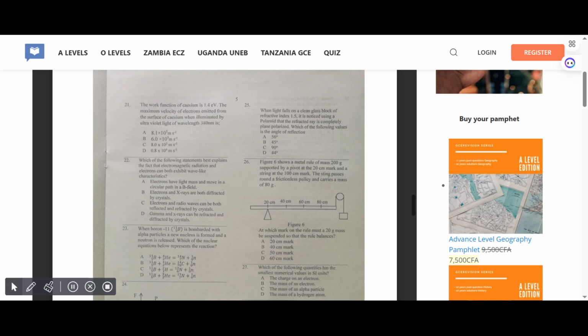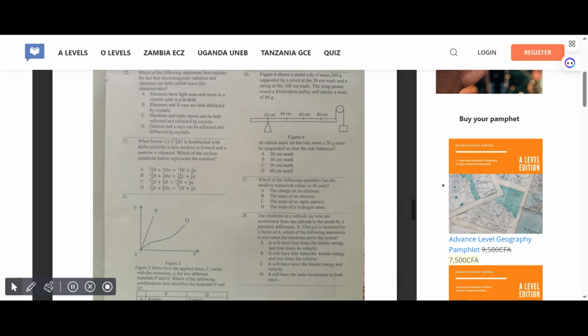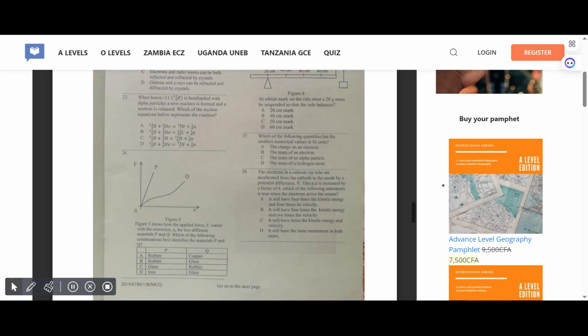Figure 6 shows a metre rule of mass 200 grams supported by a pivot at the 20 centimeter mark and a string at the 100 centimeter mark. The string passes round a frictionless pulley and carries a mass of 80 grams. Correct answer for 26 is B, which is the 40 centimeter mark.